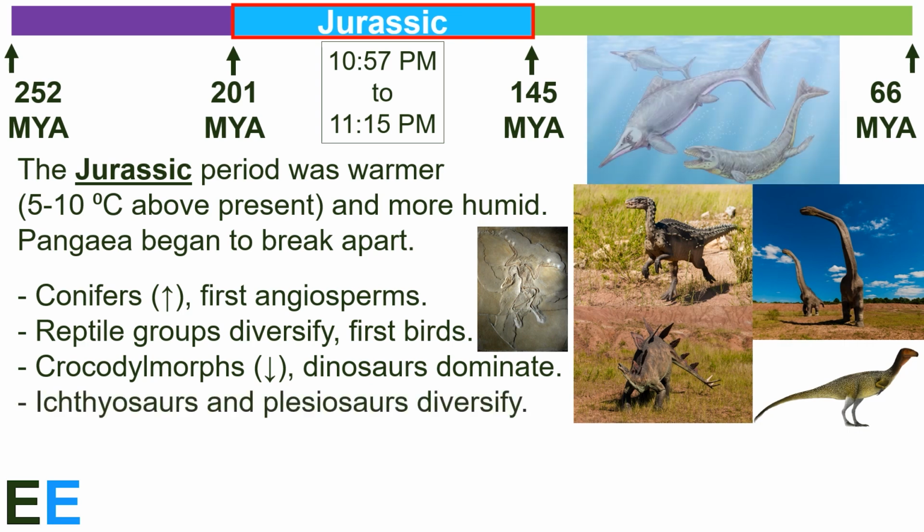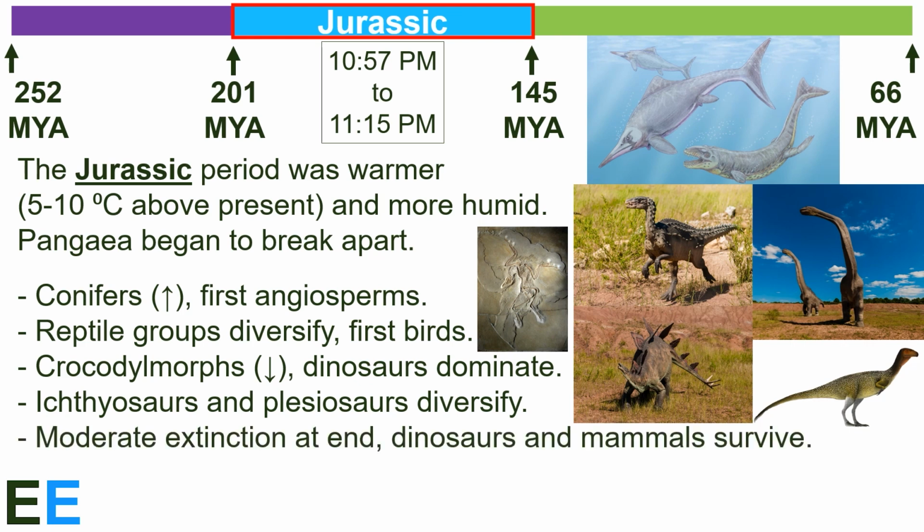In the oceans, ichthyosaurs and plesiosaurs rule and grow to extremely large sizes. There is another extinction event at the end, but it's not as severe as each of the 5 big events. As before, dinosaurs and mammals survived to enter the next geologic period.